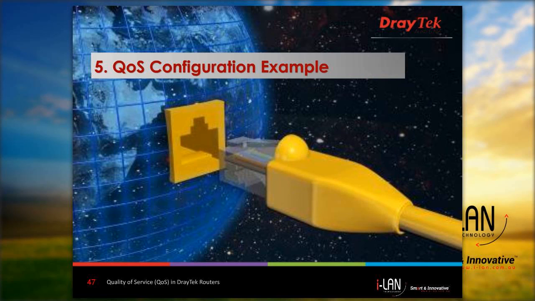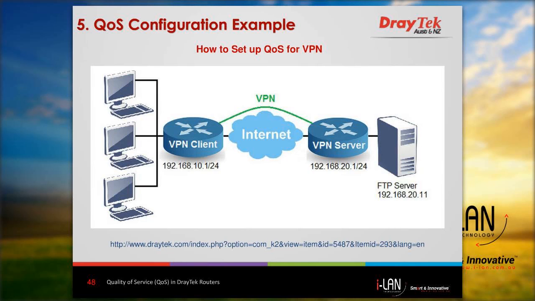Now I'll go quickly over a quality of service configuration example, based on an application note on the DrayTek website. Here I'll show you how you can set up quality of service to reserve bandwidth for a VPN connection. We want to give priority to traffic going to the FTP server on the right-hand side, which is 192.168.20.11, coming from the left-hand side, which is on the 192.168.10.1 subnet. So we've got a VPN connection, and we want to prioritize traffic over the VPN to that particular server.